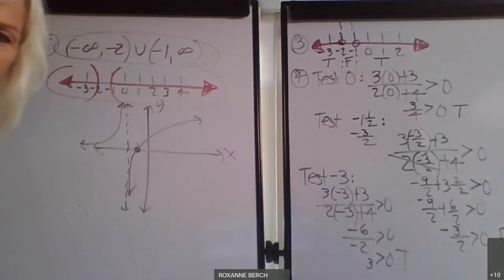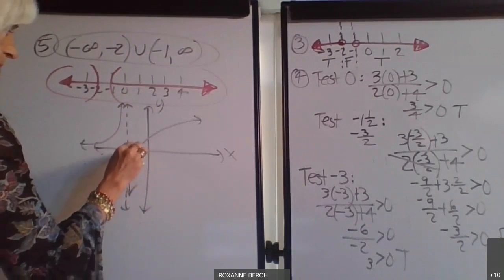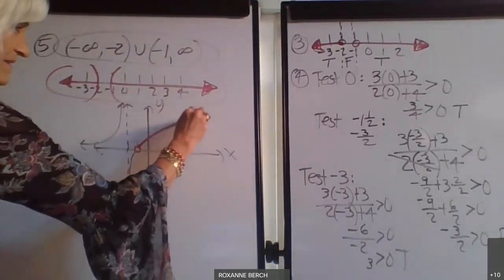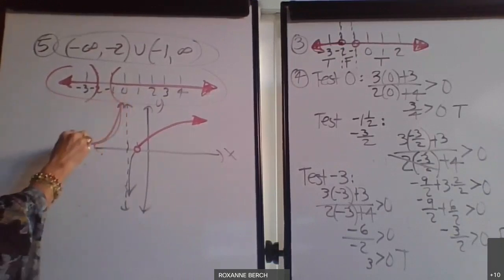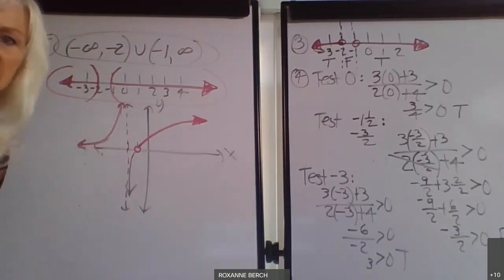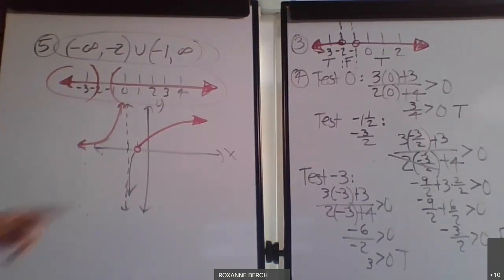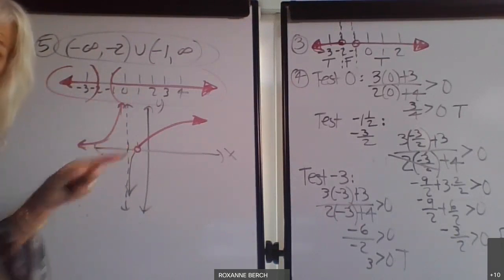And can you guys see the solutions? The solutions are to the right and to the left. Those are your solutions. So this is what the graph really looks like. So remember we had a vertical asymptote, and there was a hole at negative 1.